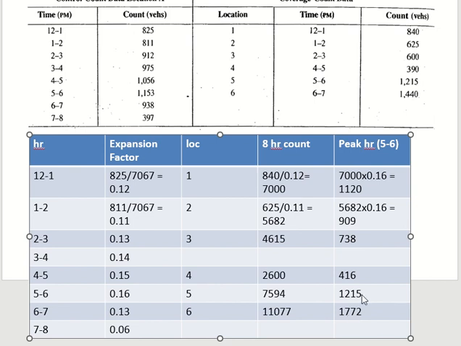Just to complete the solution, I have also written the value for location 5, which was already taken between 5 to 6 p.m., so that you have everything in one table here. So this is it. We will continue with the next example, so hopefully this will help you.